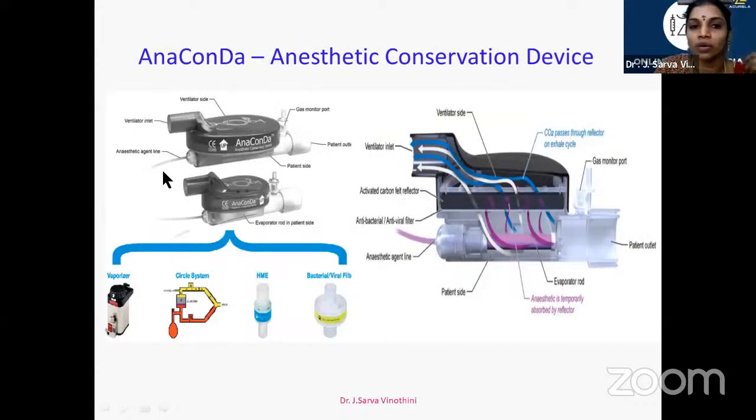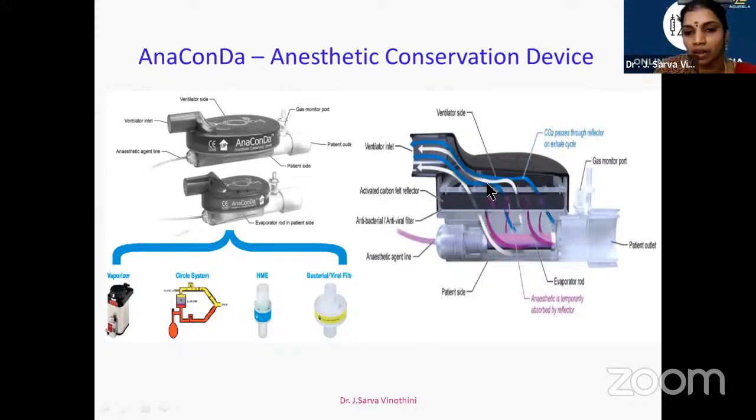But we should also think of malignant hyperthermia because the device that they inserted is called Anaconda. It is an anesthesia conservation device which encompasses a vaporizer, the circle system, a charcoal filter, and HME. For this device, the inhalation agent is administered via syringe, and you have an evaporation rod inbuilt in that, which vaporizes this. And these vapors are trapped by this activated carbon filter.